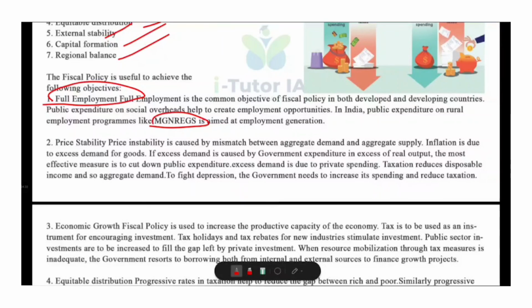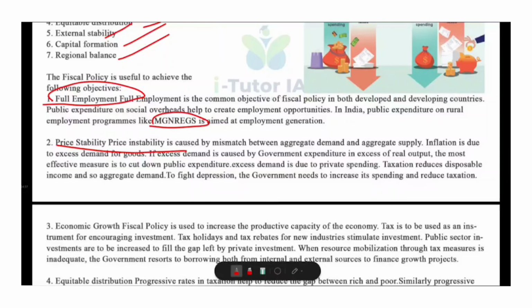Then second one, price stability. That is to control inflation and deflation. And what is the goal? Keep prices stable, neither too high nor too low. That is not inflation and not deflation. During inflation, there is too much demand and that leads to a rise in price. So the government reduces public spending. So government increases taxes and people have less money and therefore demand reduces.